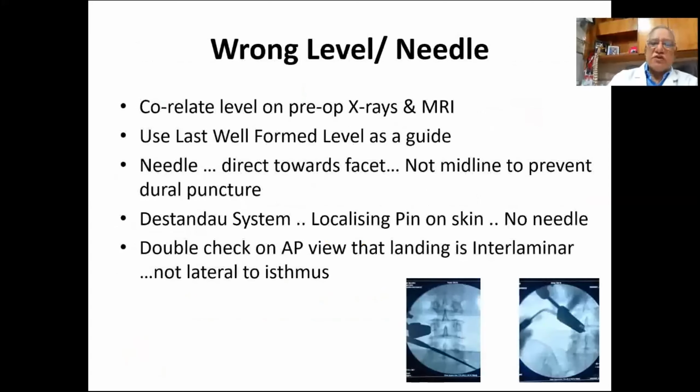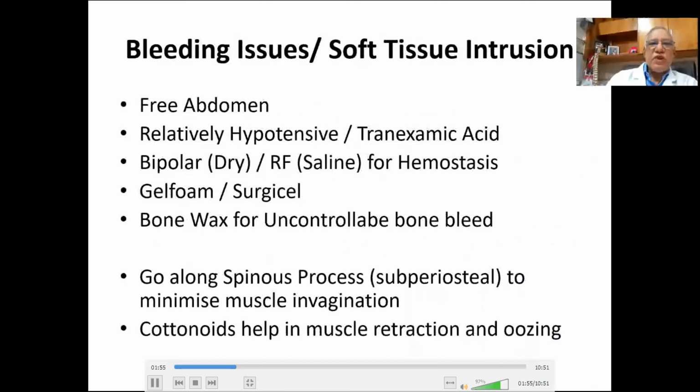So let's talk about wrong level. Wrong level entry can be avoided. It is a good idea to correlate the level on pre-op X-rays and MRI. Use the last well-formed level as a guide. When you are using a needle, direct it towards the facet rather than midline, so that will prevent a dural puncture. In the Destandau system, usually we don't use a needle. There is a localizing device. And it is always good practice, once you have docked the tube, to check on AP and lateral view so that your landing is correct, whether it is interlaminar or over the isthmus.